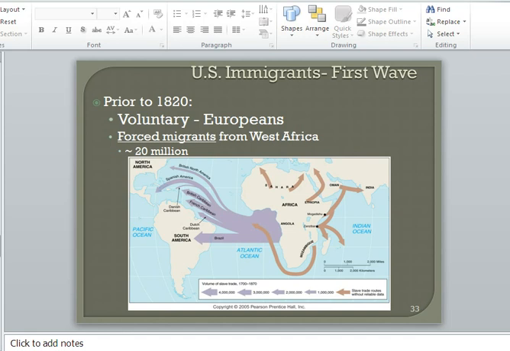This immigration in the U.S. has come from different parts of the world, so we can take a look at this first wave of immigration prior to 1860. It was primarily voluntary immigration from Europeans, but forced migration from West Africa in the terms of slavery. And so the thickness of that arrow tends to show the amount of people and how they split up. And so you see a heavier number of African forced migrants into South America and into the British Caribbean and the French Caribbean, and fewer into British North America.